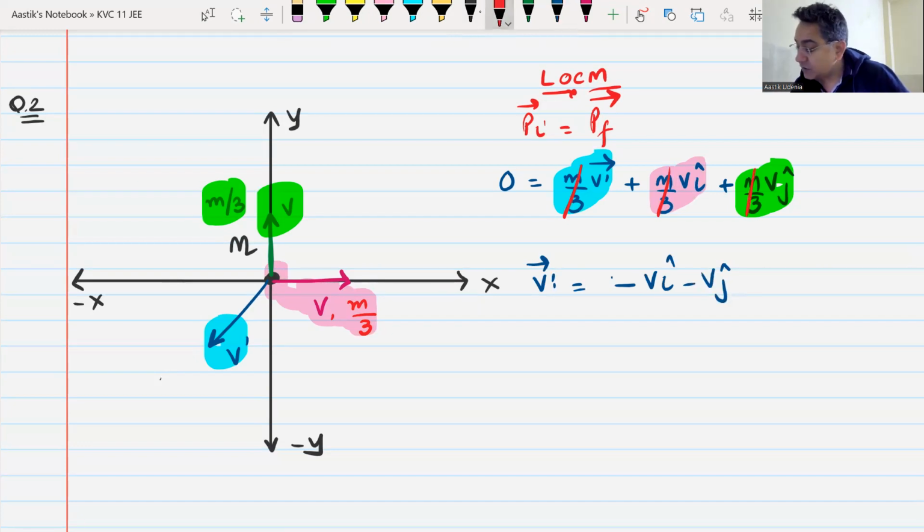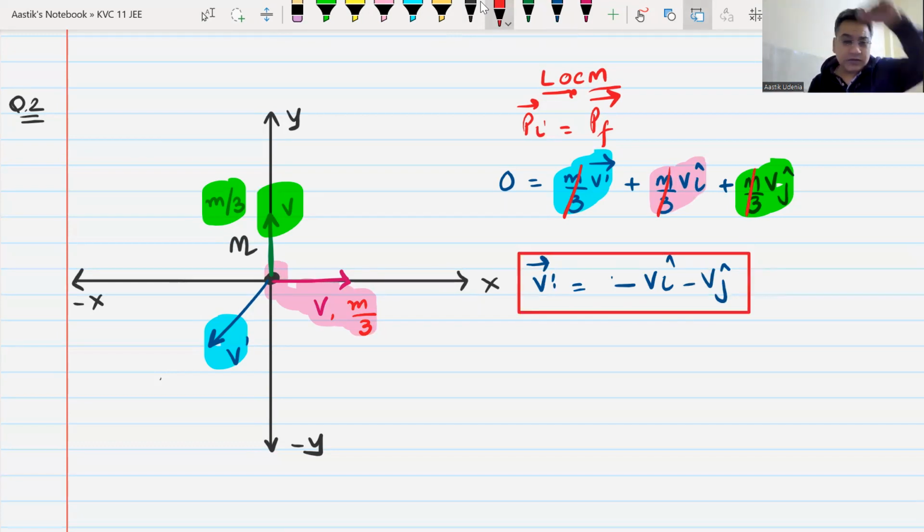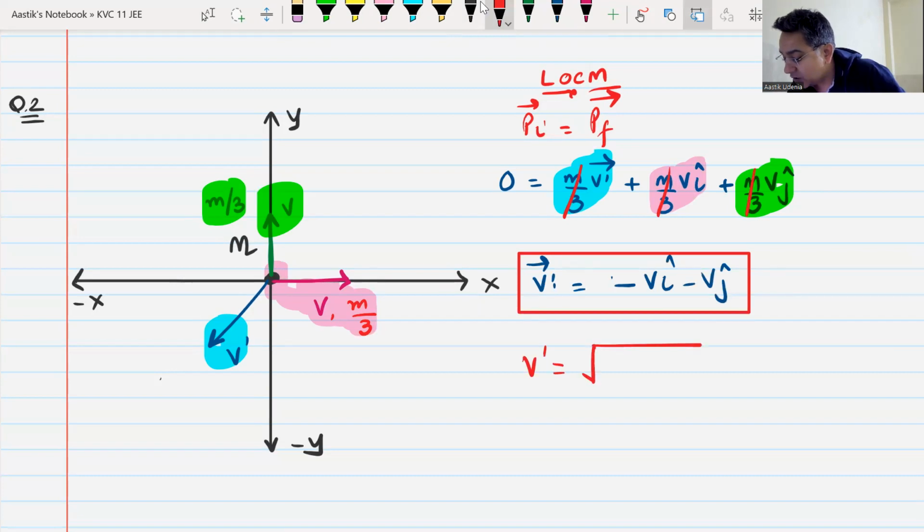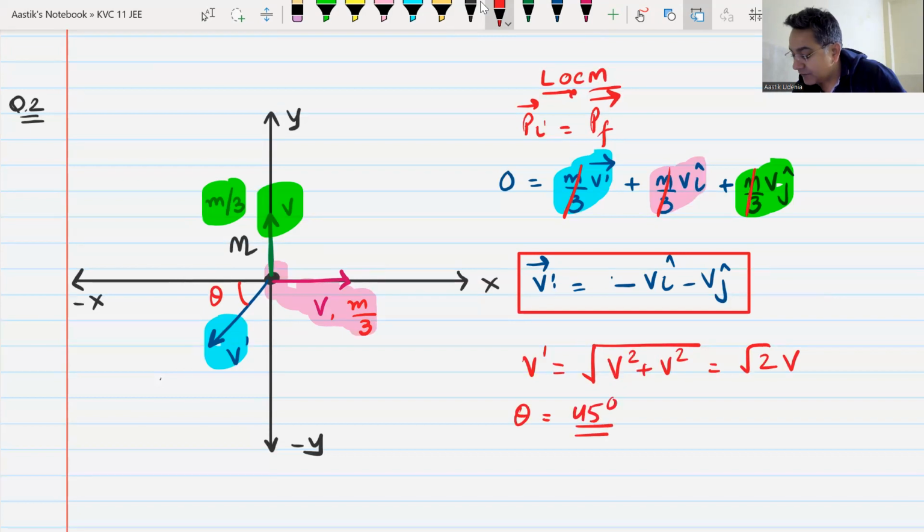That means it will go in the third quadrant like this. I can find out the value of this V dash. The value of this V dash will be the root of V square plus V square. That means it is root 2V. And the angle that it makes with the x-axis would be 45°, V by V. This is one way of doing it, by doing it with vectors.